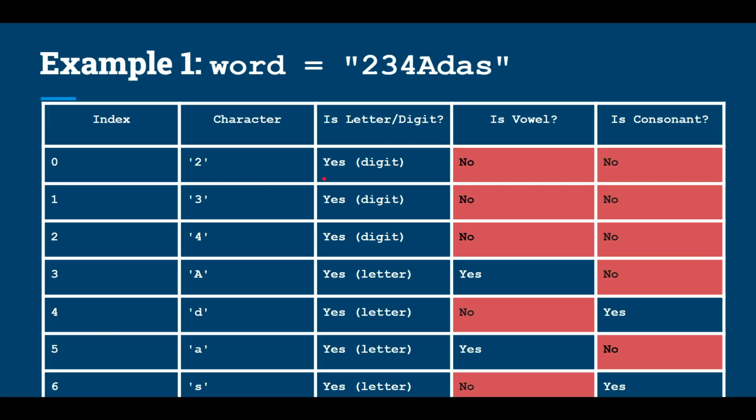Yes, this is a digit. Is this a vowel or not? It's not a vowel. Is it a consonant or not? No, it's not a consonant. Similarly, we'll check 3 and 4. They are digits, so no vowel, no consonant. But next we have A, and it's a vowel, right? So the vowel check says yes. Similarly, we'll check D. It's not a vowel, this is a consonant. So like that, we'll check all the characters in the given string.